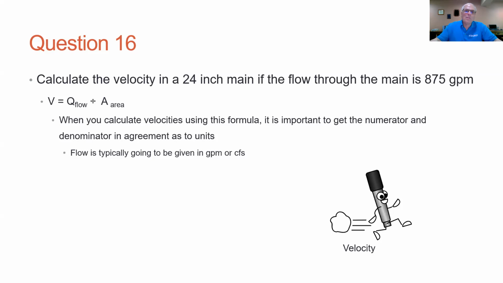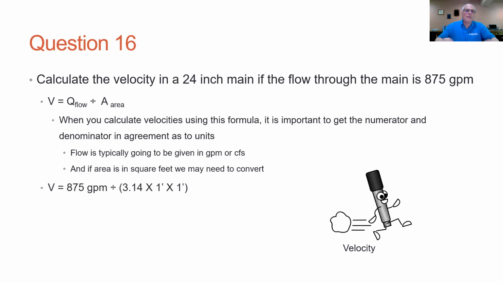So flow is typically going to be given to you in the problem as either gallons per minute or cubic feet per second. So whatever units you choose to work with, you may have to convert something else to those units. So if the area is in square feet, we may need to convert this. So here's what I did. I took the 875 gallons per minute and I divided it by the square foot area by taking 3 pi or 3.14 times 1 times 1. And so 875 gallons per minute times 1 cubic foot per 7.48 gallons divided by the 3.14 square feet is going to give us a velocity of 37.25 feet per minute.